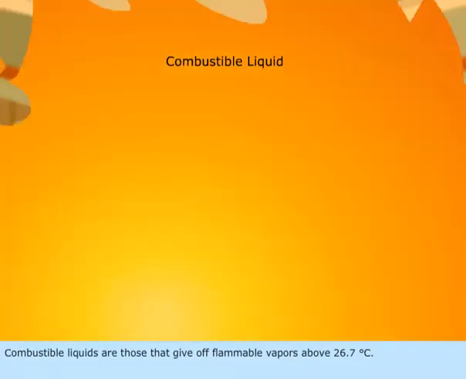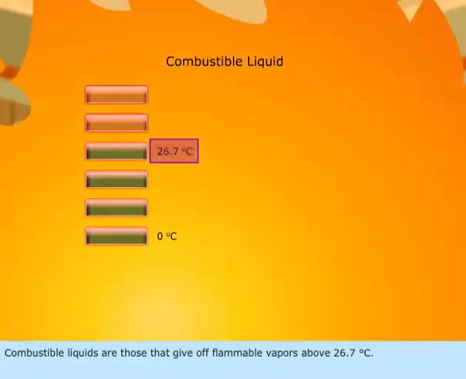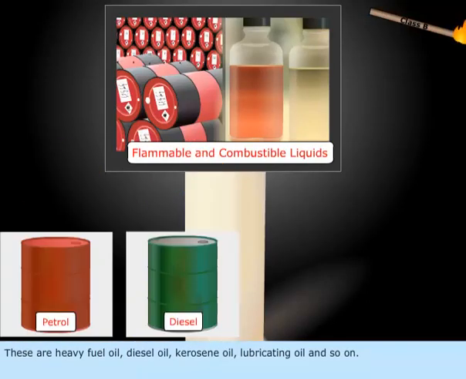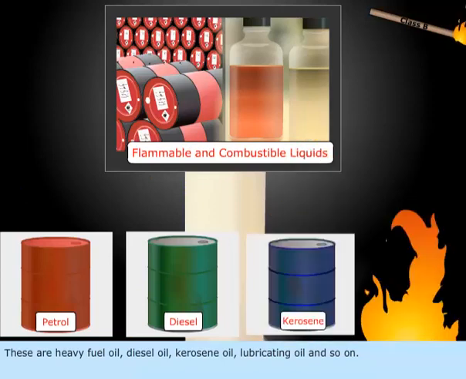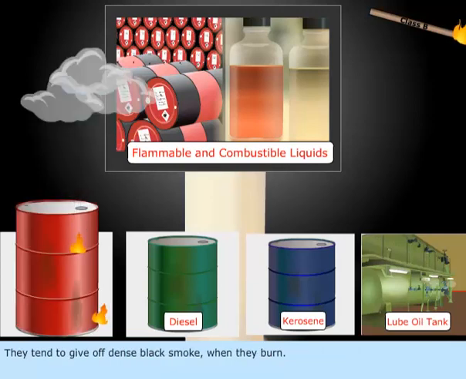Combustible liquids are those that give off flammable vapors above 26.7 degrees Celsius. These are heavy fuel oil, diesel oil, kerosene oil, lubricating oil, and so on. They tend to give off a dense black smoke when they burn.